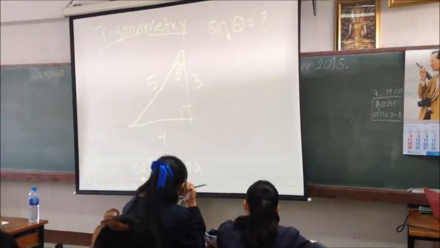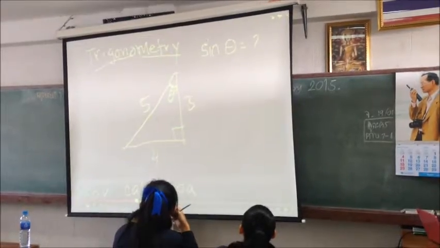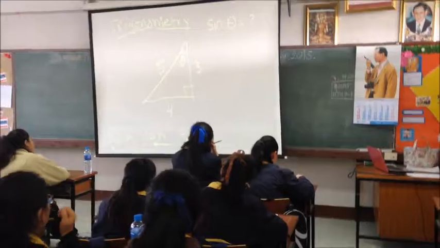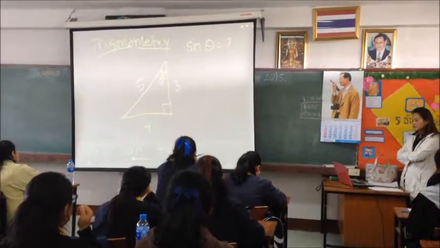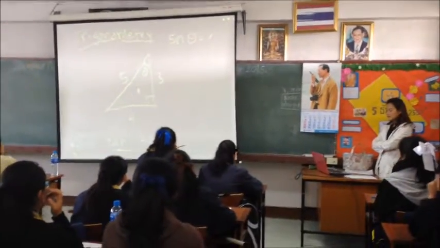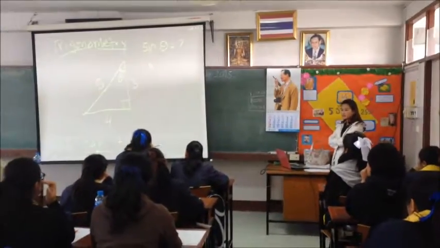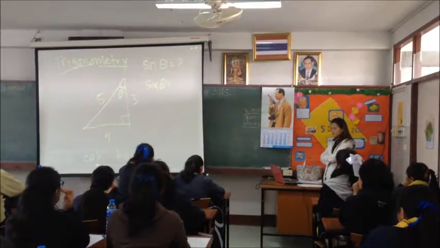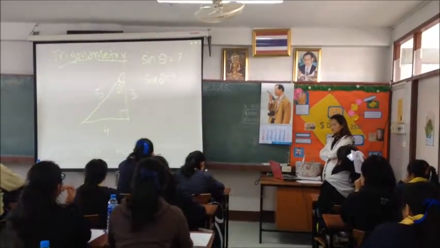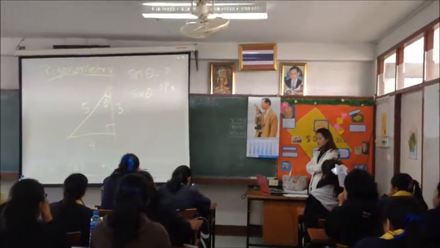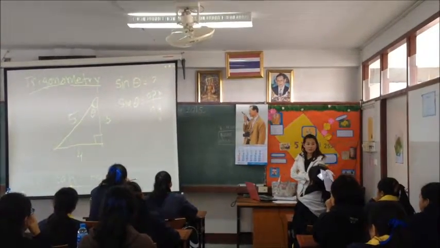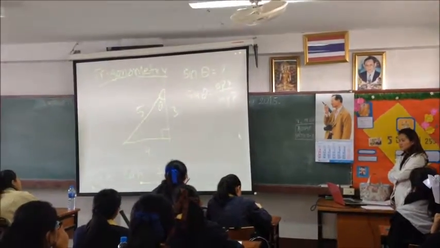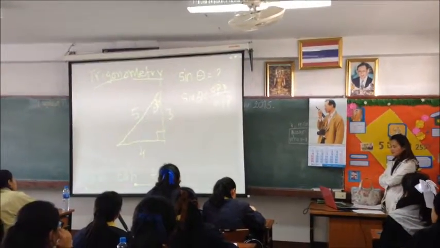So let's go back to this problem. We want to know the sine of theta. Theta is this angle in the triangle. So let's go to our mnemonic, SOHCAHTOA. Which one is sine? S for sine, so we use SOH. From this mnemonic, sine of theta is equal to opposite over hypotenuse. Okay, so let's figure out what the opposite and the hypotenuse are. Well, what is the opposite side of this angle?